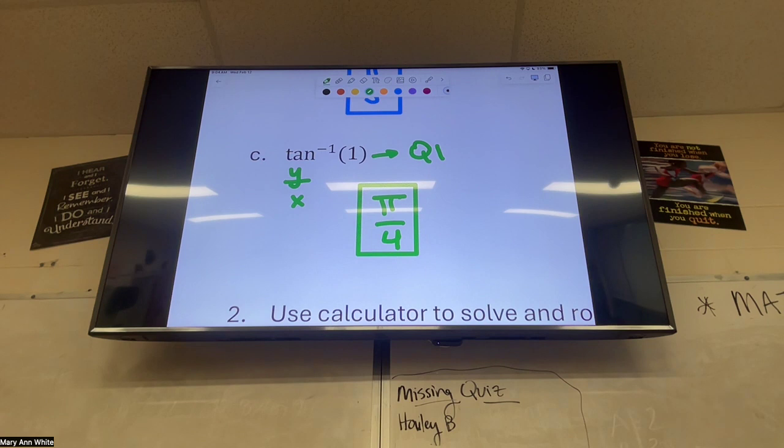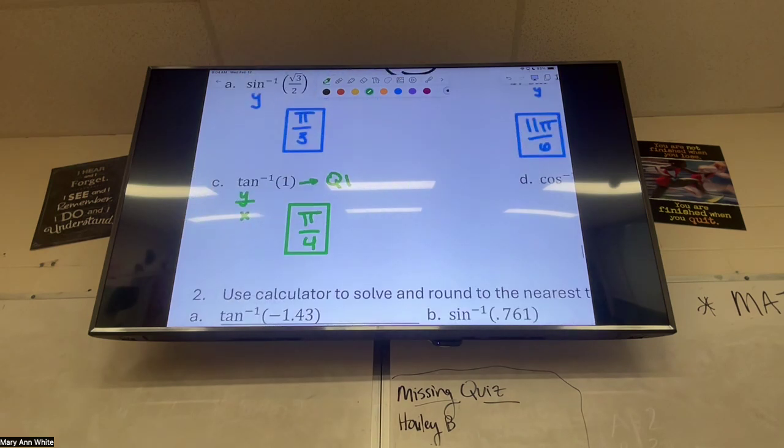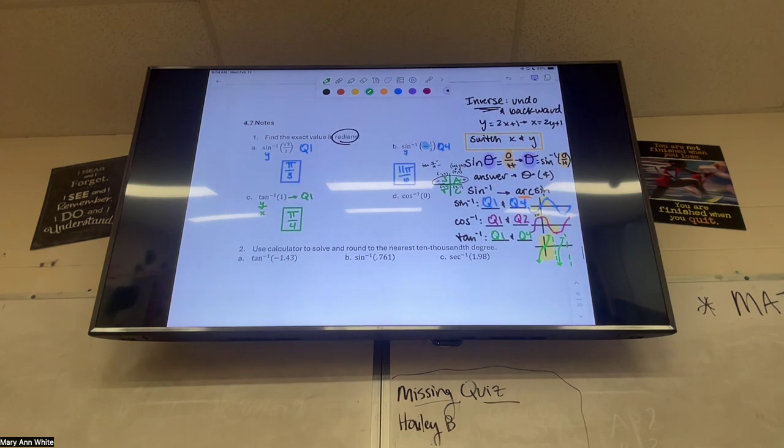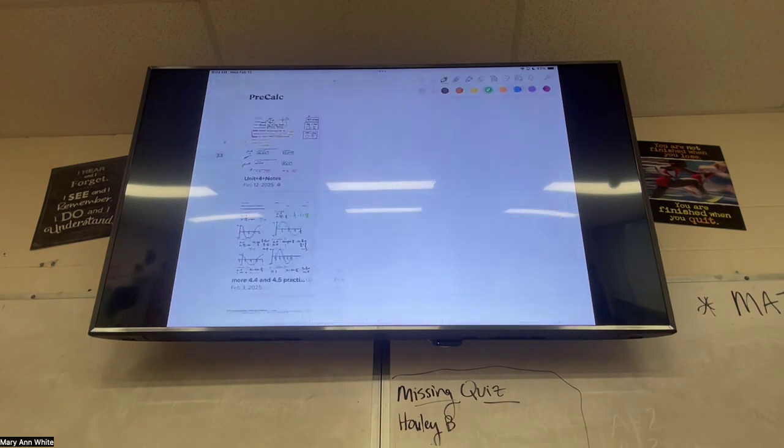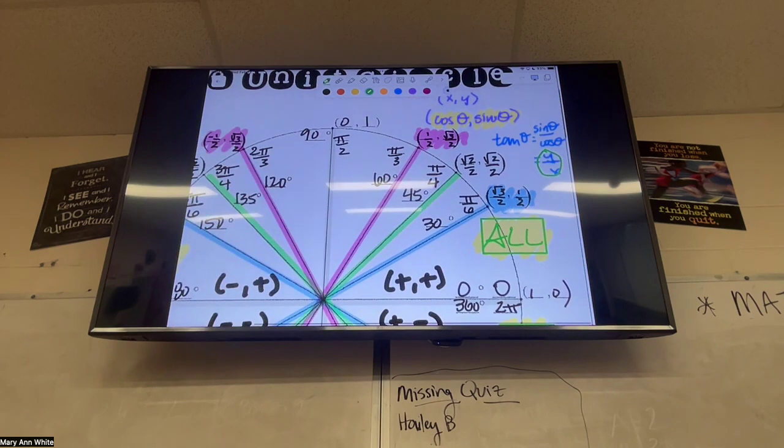Yeah, Carson. How do you know it's 45? The only way to get 1 when you divide is having the same number on top and bottom. So if you think of your unit circle, all your answer possibilities, I don't even know if I have a unit circle in here. Let me pull it up. So if we look at all of our answer possibilities, the only place where I have the same answer for both your x and your y is 45.